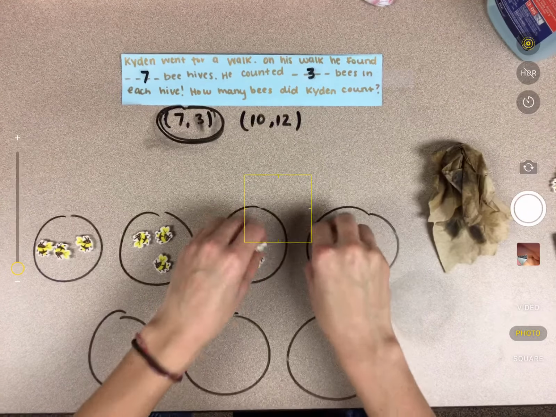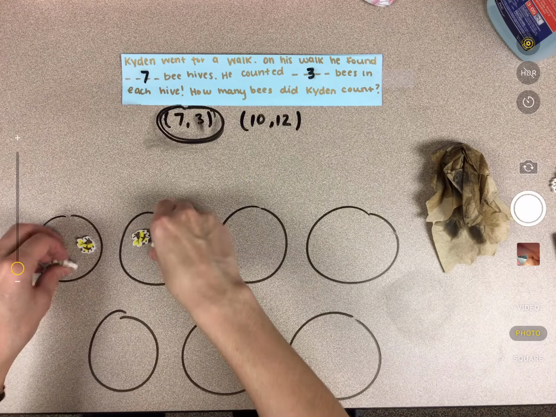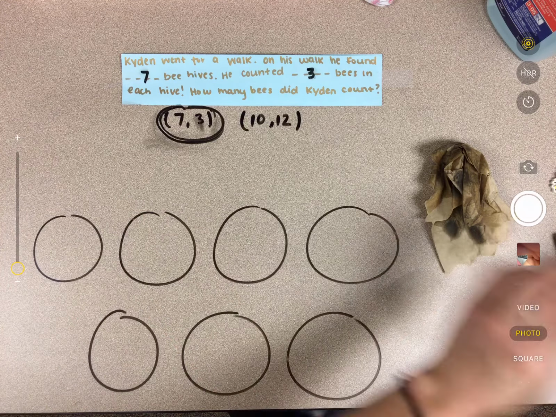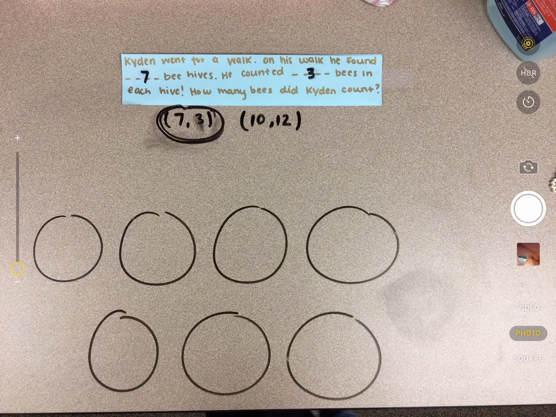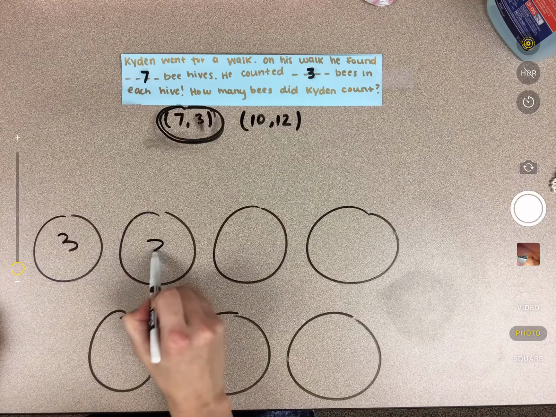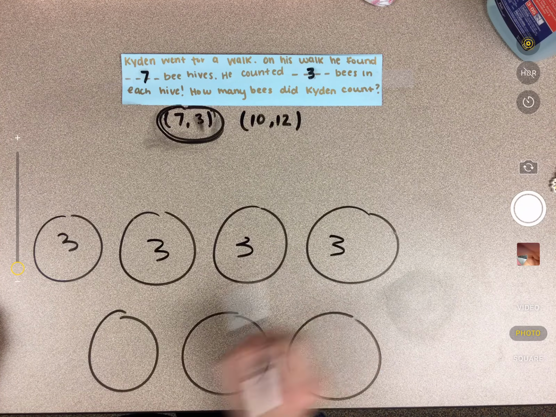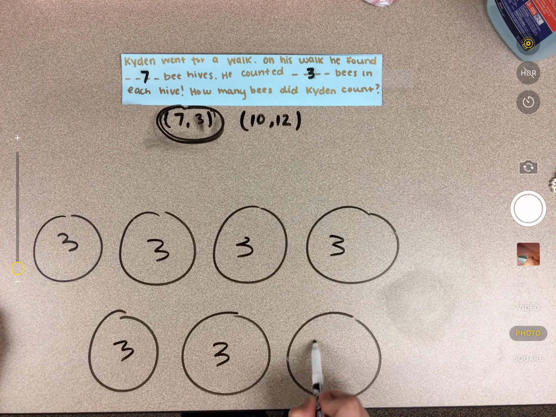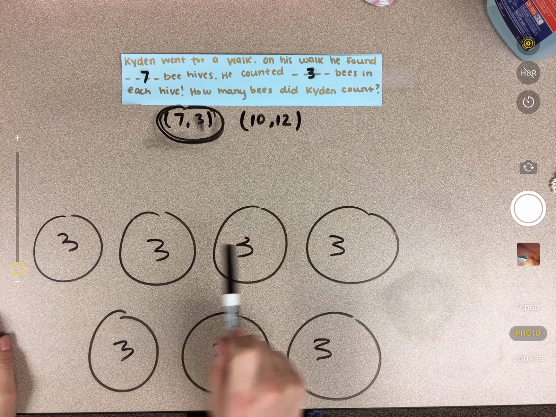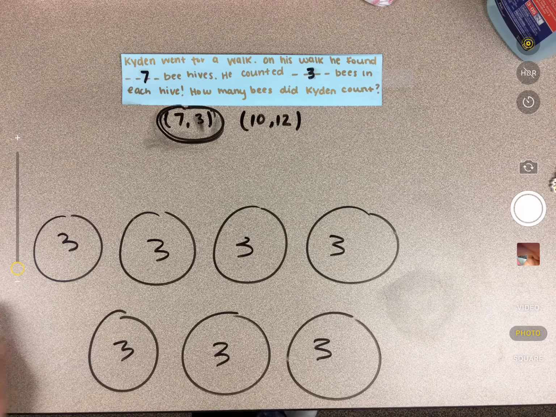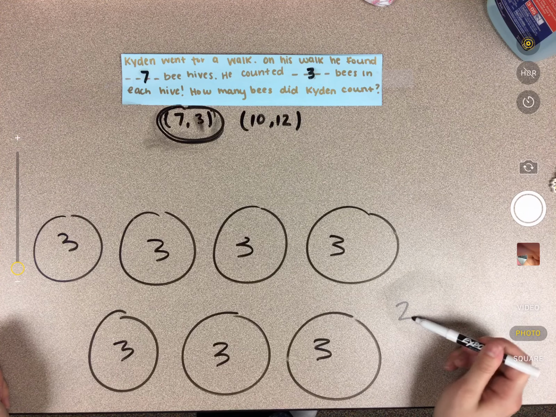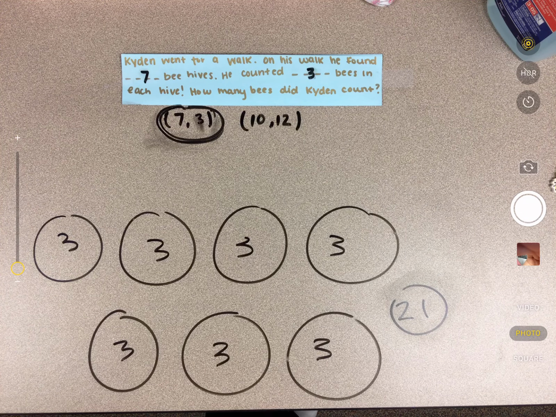So, another thing that we could do is we could write 3 in each hive, because that's how many bees. So, there's 3 bees in each hive. And we could count up by 3s. So we could do 3, 6, 9, 12, 15, 18, 21. And then you could write 21, and you could circle your answer.